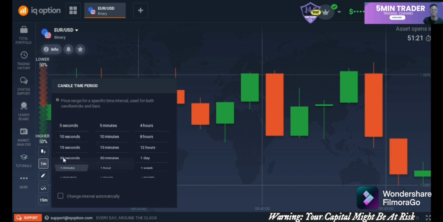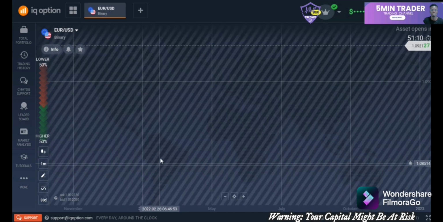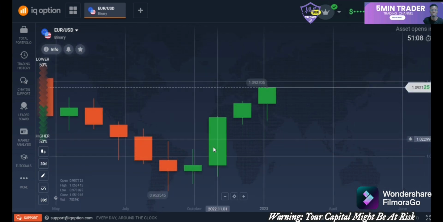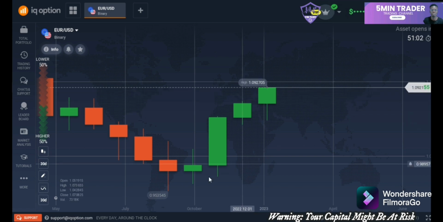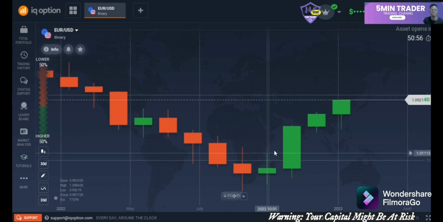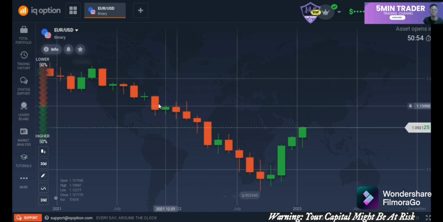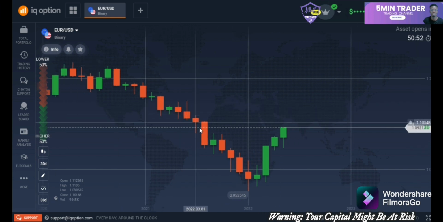If I change this to 15 minutes, or 30 minutes, or 1 month, it will still be the same. If I change here to 1 month, this candle here is 1 month, this candle is currently running 1 month, this whole candle is 1 month, this small red candle is 1 month. So everything here is 1 month.